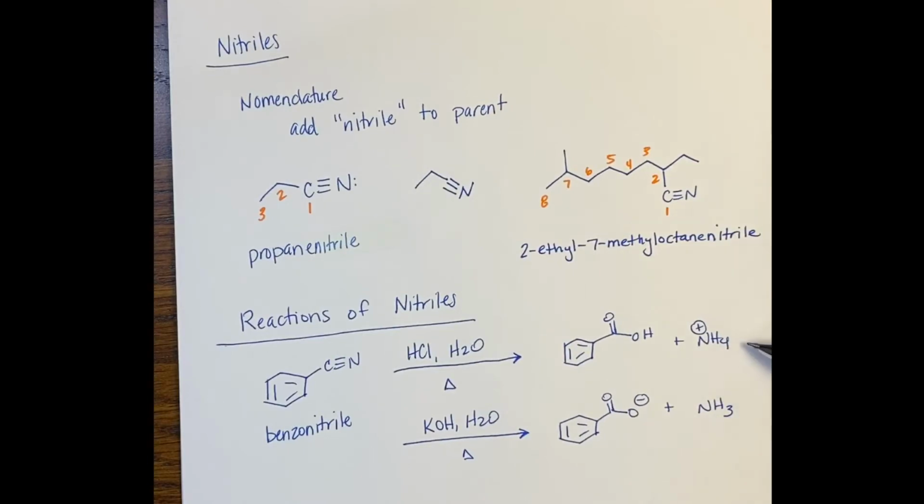Under acidic conditions, my carboxylic acid and my amine will both be protonated. My carboxylic acid will be neutral. My amine will be an ammonium ion with a positive charge. Under basic conditions, my carboxylic acid will be deprotonated as the carboxylate ion and carry that negative charge, and my amine will be present in its neutral state. So under acidic conditions, the carboxylic acid is neutral, the amine is protonated. Under basic conditions, the amine is neutral and the carboxylic acid is deprotonated. So always watch your pH in these reactions.